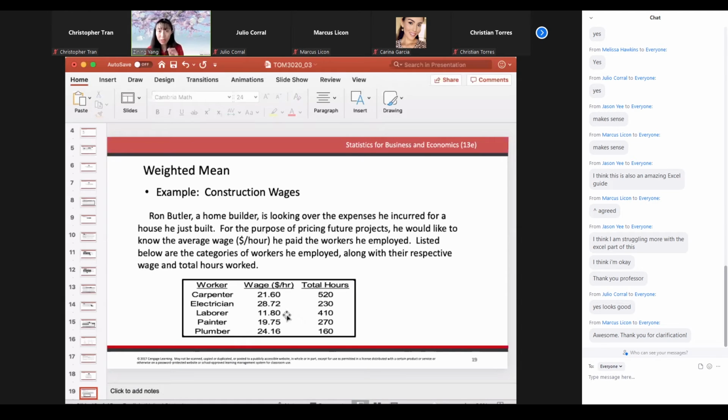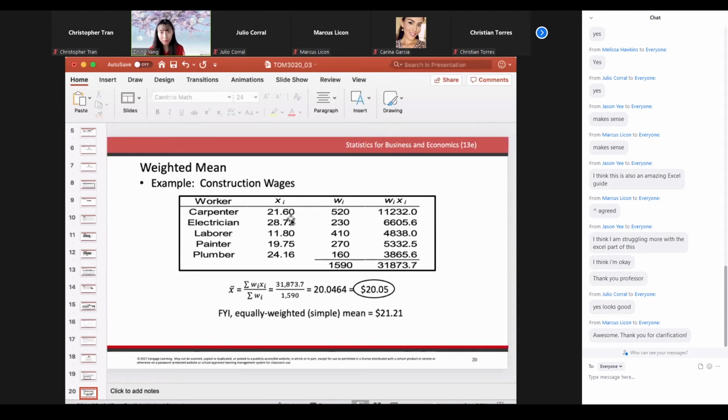So if we are given these numbers, we are able to calculate, again step by step, XW, X times W, the sum of X times W and the sum of W. We are able to calculate the weighted mean for the 5 workers. And we can calculate the unweighted or the simple mean, just simply adding the 5 numbers of X divided by 5. That's the unweighted. The 2 numbers are close, but slightly different.